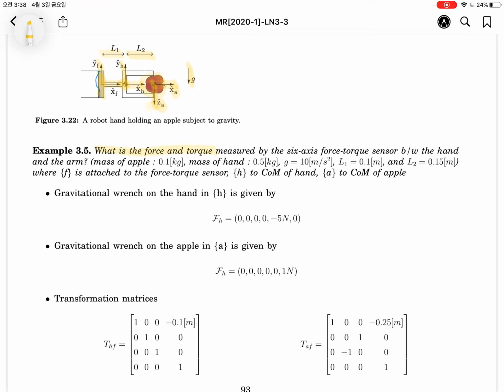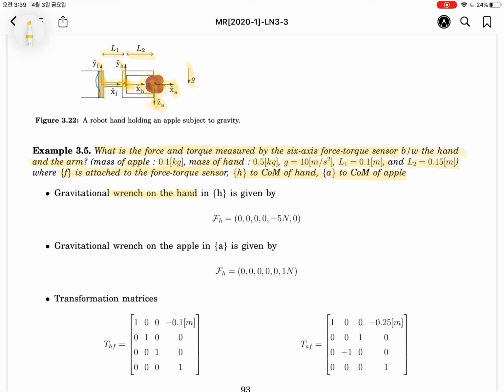Okay. What is the wrench, the force and the torque, measured by the 6-axis force torque sensor between the hand and the arm? The mass of the apple is 100 grams, the mass of the hand is 500 grams, and gravity is assumed to be 10 meters per second squared. L1 is 10 centimeters, L2 is 15 centimeters. Frame F is attached to the force torque sensor, H is attached to the center of mass of the hand, and A is attached to the center of mass of the apple.